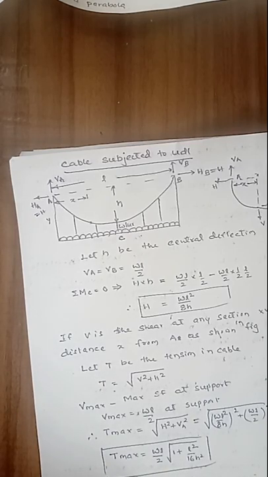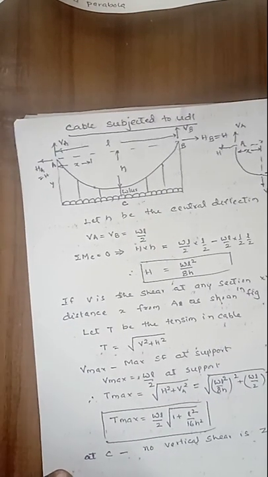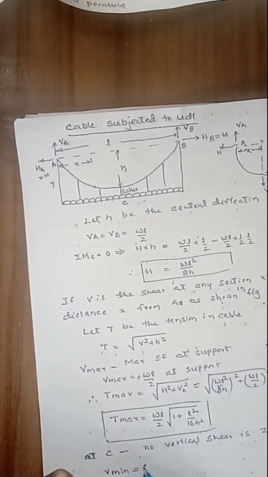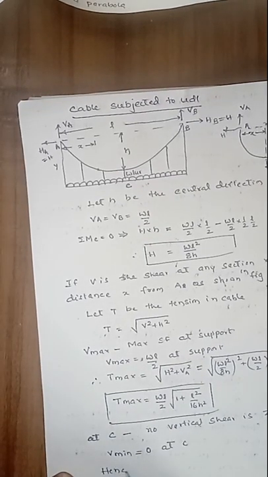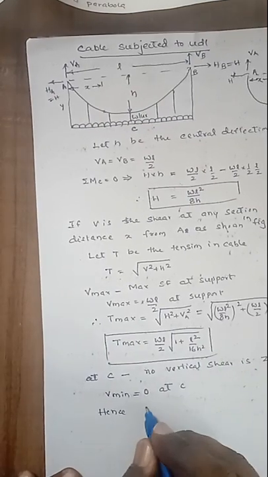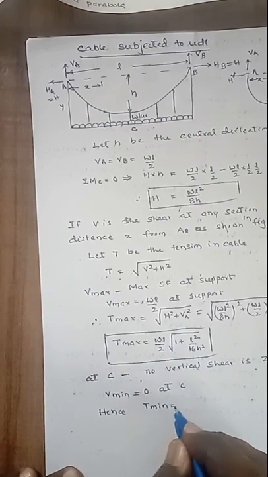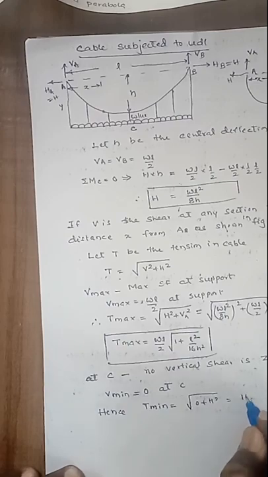Let's see. At the center there is no vertical shear. Vertical shear is 0. Then V minimum equals 0 at C. Hence the minimum tension occurs at C, that is 0 plus H square, that one is H.